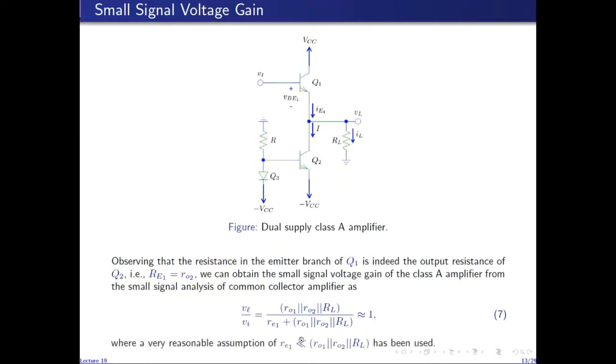The only difference is that I've replaced capital RE with small r naught 2. And under this very reasonable assumption that small re1, the small re of Q1, that is the resistance between base and emitter looking into the emitter of Q1, is very small, much smaller than this parallel combination, we can approximate the gain of the circuit to be equal to 1. This is expected because the small signal voltage gain of a common collector amplifier is indeed very close to unity. So the small signal voltage gain of the class A amplifier, which is made out of a common collector amplifier, is almost unity.